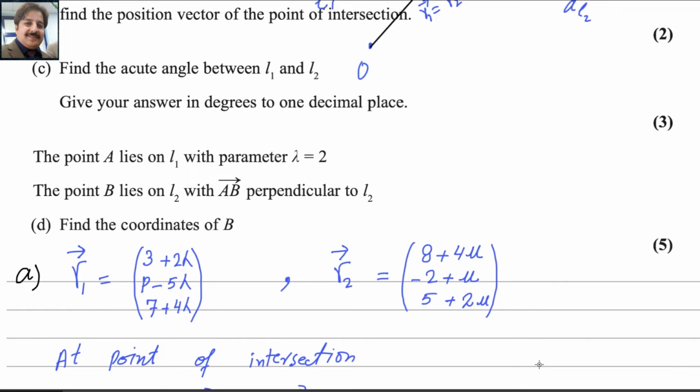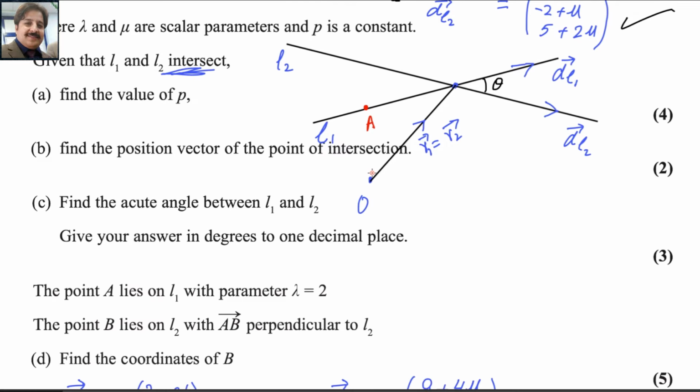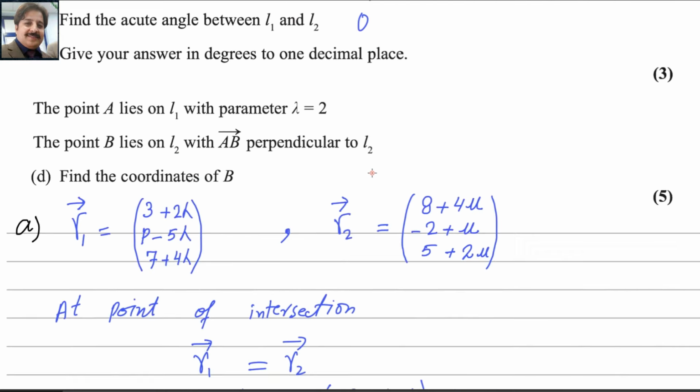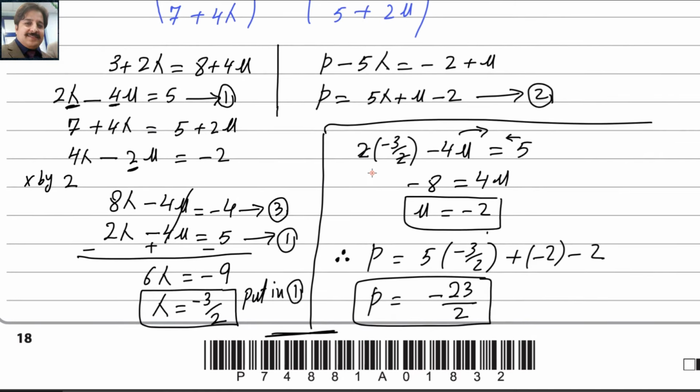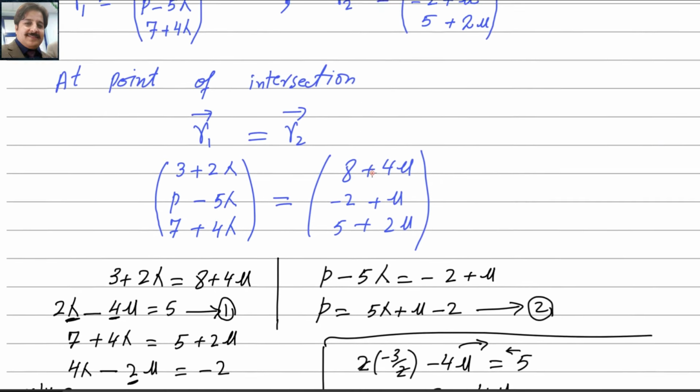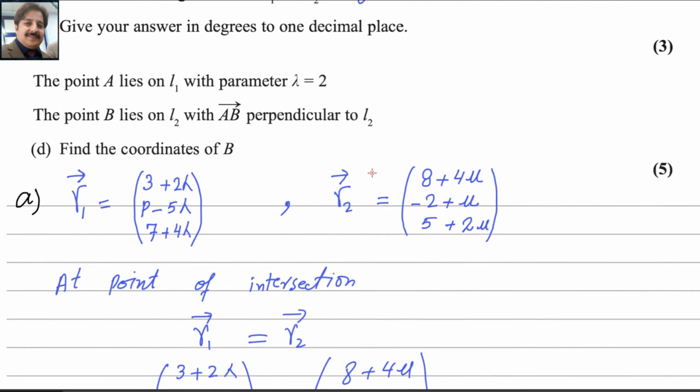Anyways, the point A lies on L1 with parameter lambda equal to 2. Again, this is line L1. Let me change the color so it will be easier. This point A is here on line L1. Okay, this is point A. So the lambda value is 2 and we already got the value of p, that is negative 23 over 2. But for this point A, the value of lambda changes, and lambda is 2 when it is at A.